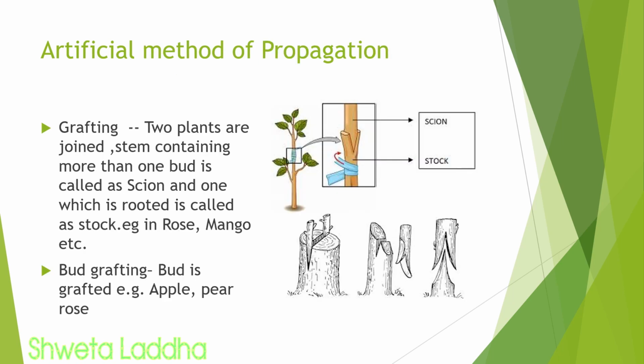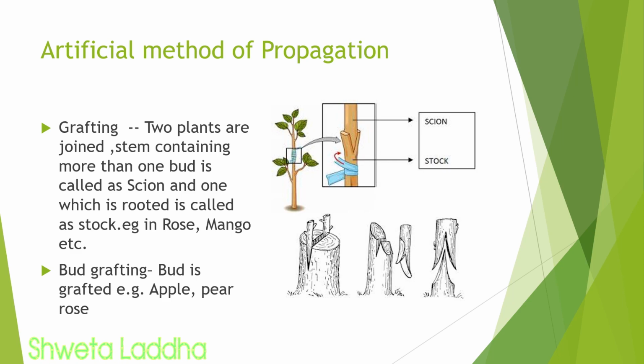The next method we are going to study in artificial methods of propagation is grafting. Now this is a very interesting method. Here two plants are selected. One plant, if you can see in the diagram, is rooted. That rooted plant is called the stalk. A notch is made in the rooted plant or the stalk, and the plant which we want to grow, of desired quality or desired variety of flowers or fruit, having a good vascular system, is then inserted on the stalk.